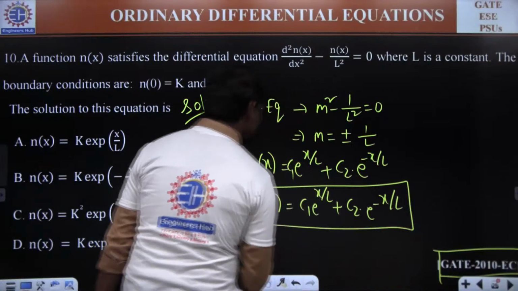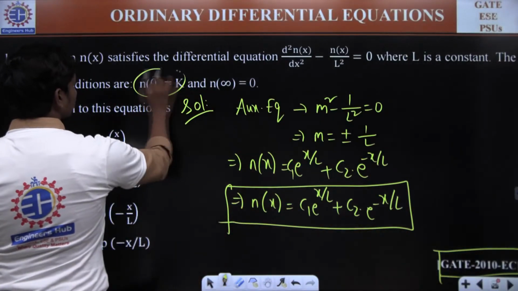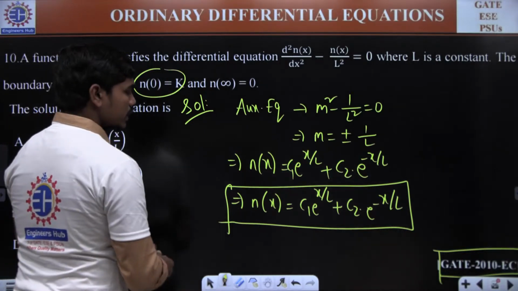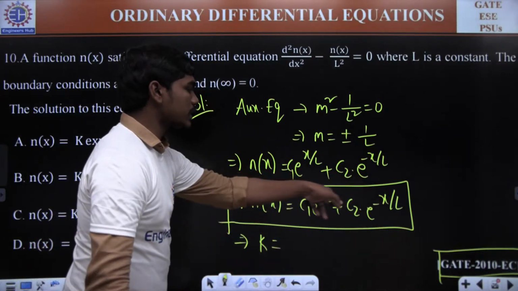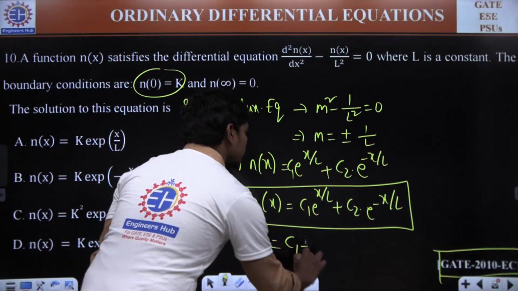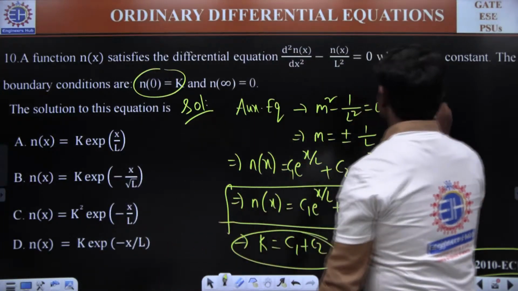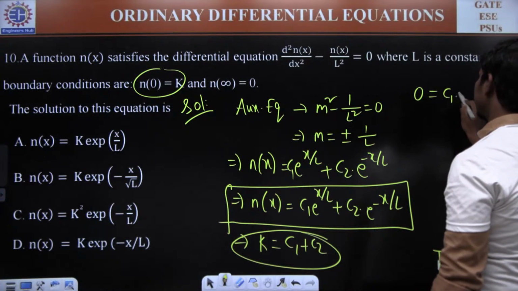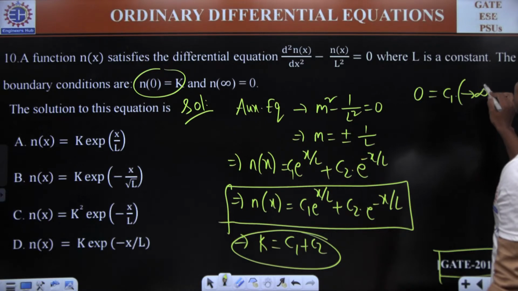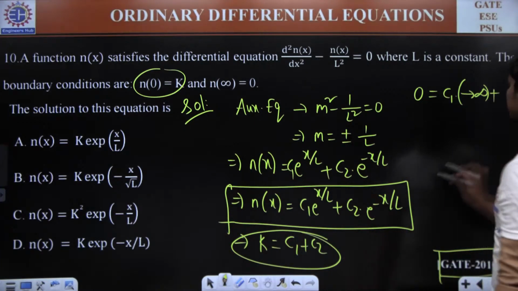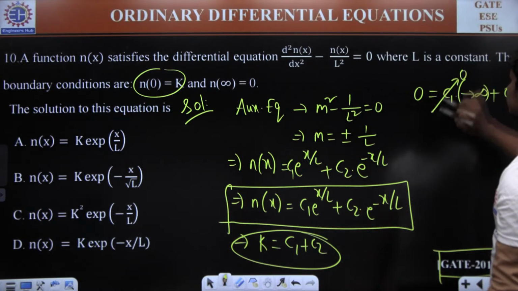Now some conditions are given so that you can evaluate these constants. N of 0 is equal to k. So when x is equal to 0, this function n of x is k, so k is equal to c1 plus c2. Similarly, n of infinity tends to 0. So 0 is equal to c1 into a very big value, since e power x by L tends to infinity, plus c2 into e power minus something, which is 0, which means c1 has to be 0 definitely.